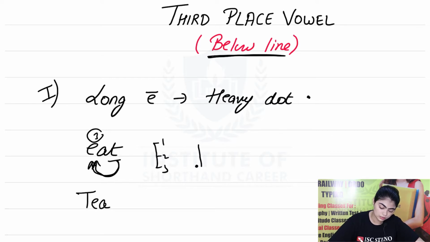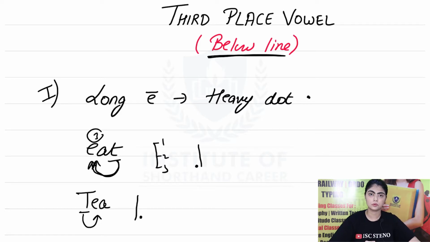Similarly, if you have to make the letter T, you have to make the T stroke like this. After T, the E sound is coming. So place the dot on the third place after T over here. This is tea.